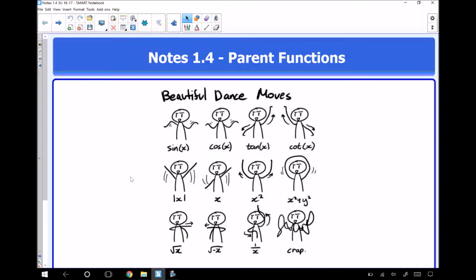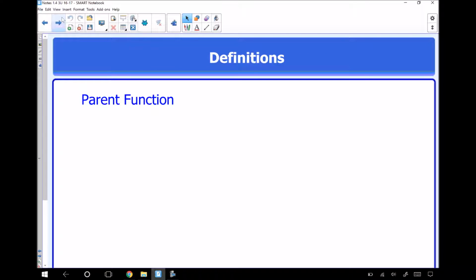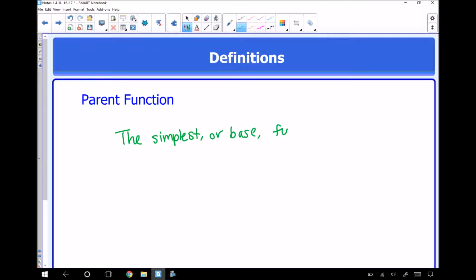And these are actually some examples of some parent functions that you guys are going to be learning throughout this semester. So a parent function, what it is just simply, I want you guys to write a definition of what a parent function is. It's just simply the simplest or base function in a family.